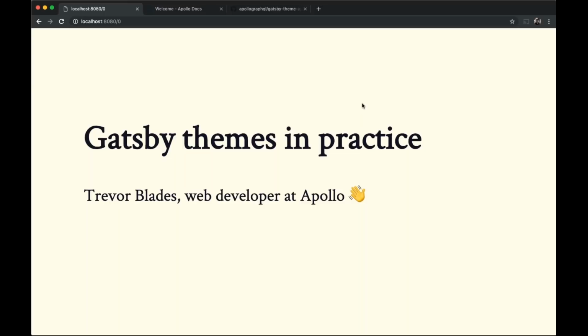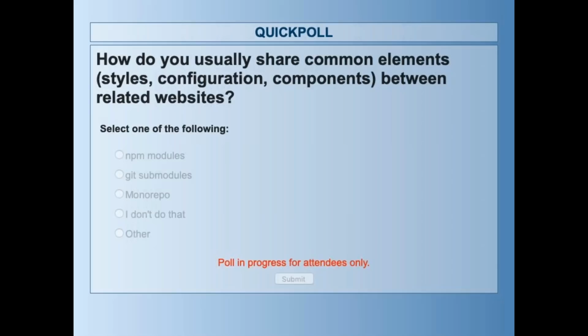And while Trevor's bringing that up, we have another poll to launch. So this one, you should see the question now. It says, how do you usually share common elements such as styles, configuration, components between related websites? So if you could put your answer in. Unfortunately, this doesn't allow you to choose multiple options, but I guess choose the one you use the most. NPM modules, Git submodules, monorepo. Maybe you don't do that, or other. If the answer is other, feel free to put the specific details of that in the chat window as well.